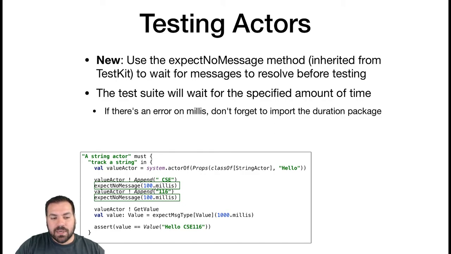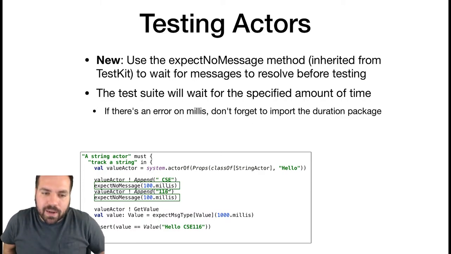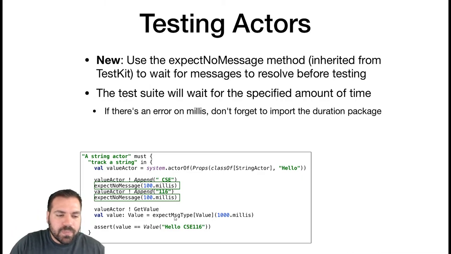So we're going to wait for 1/10 of a second and then send the next message, wait another 1/10 of a second, and we're doing this just to make sure that the messages arrive in the appropriate order. We want to make sure this message is received before this message. In this case, I was getting away without having this expect no message in the middle, but really we should have this to make sure that they're arriving in the appropriate order.